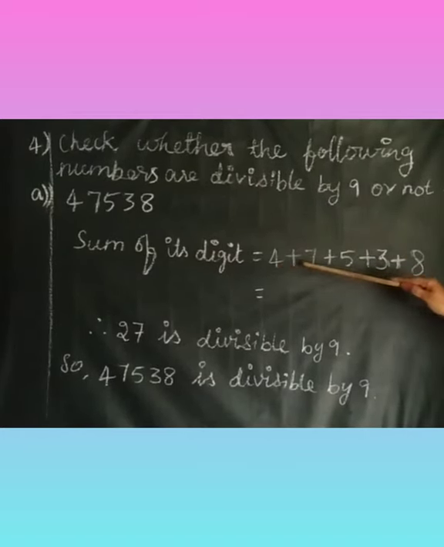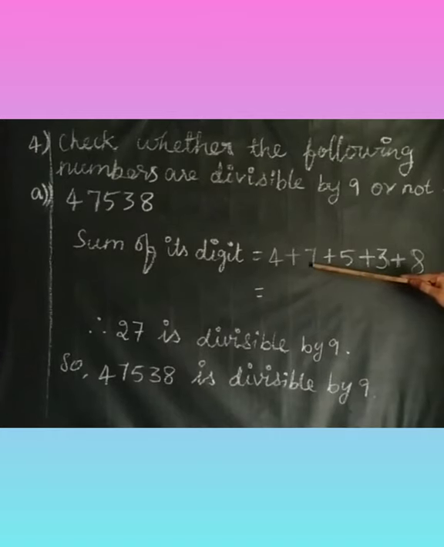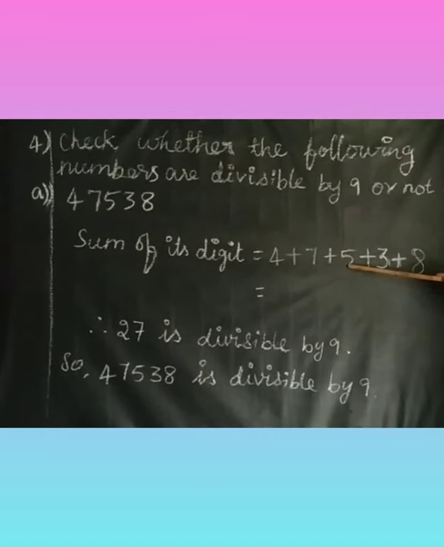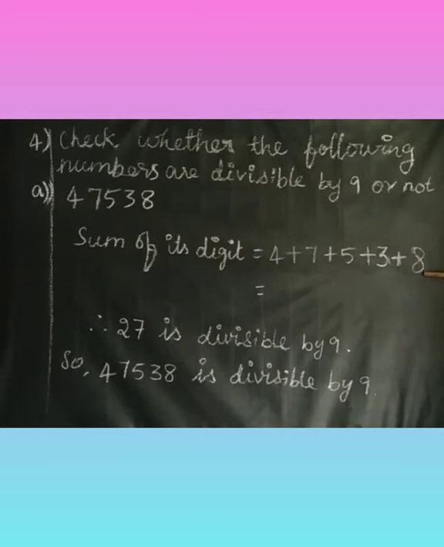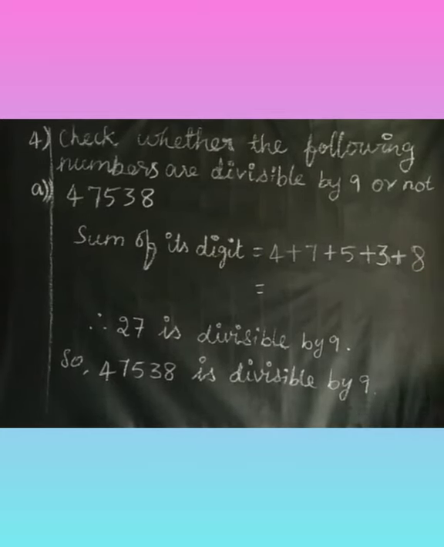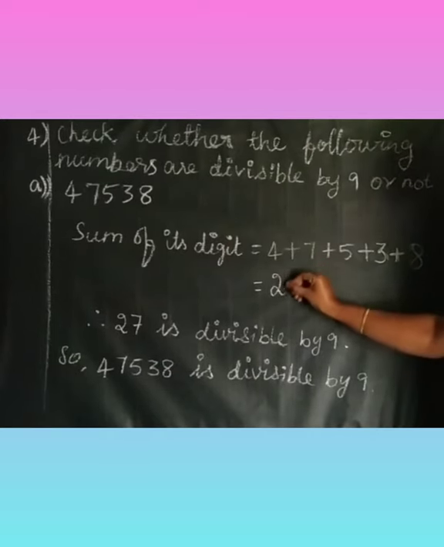Okay, so 4 plus 7 is 11. 11 plus 5 is 16. 16 plus 3 is 19. 19 plus 8, what is it? 27. So the answer is 27.